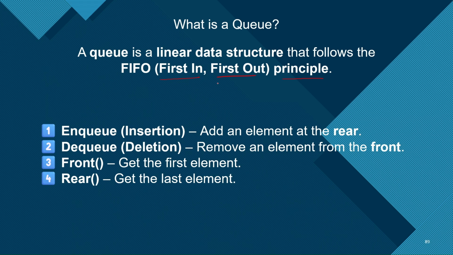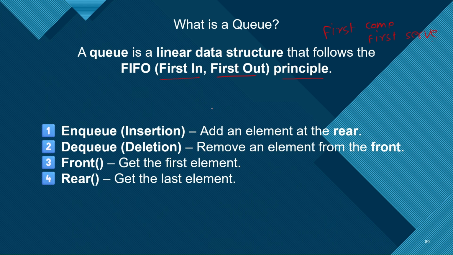Let's take an example of it. Think of a queue at a ticket counter. The first person in the line gets the ticket first, or in other words, first come first serve. The person in line gets the ticket first, and a new person joins at the end of the line. If someone comes to that line and wants to buy a ticket, he will stand at the end of the line.